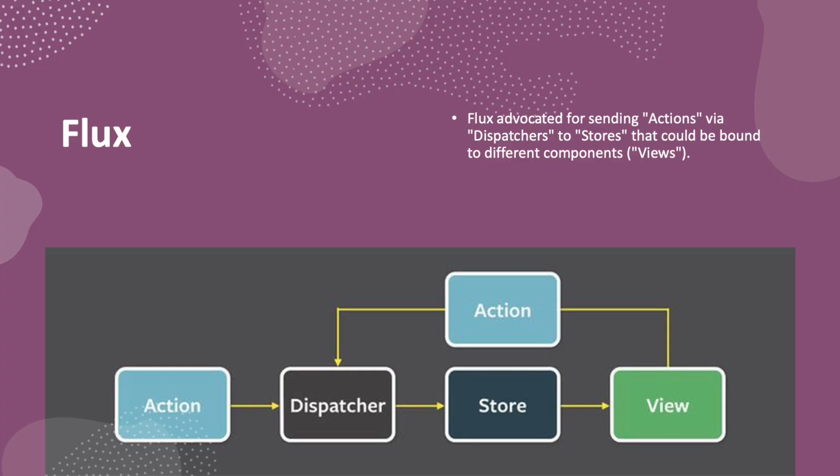So now comes Flux. A year after React was initially announced and open sourced at JSConf 2013, Facebook introduced the Flux architecture for React apps. Instead of directly updating state values, Flux advocated for sending actions via dispatchers to stores, that can be bound to different components. Those are called views. This way components only needed to read and update the store instead of changing other component state. So this is what a Flux architecture does.